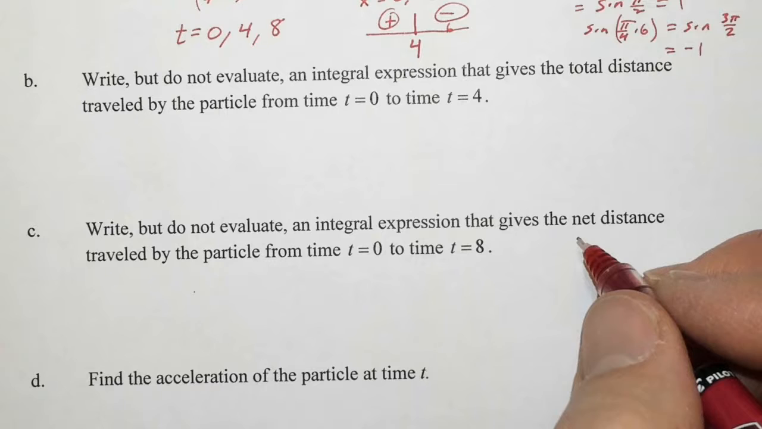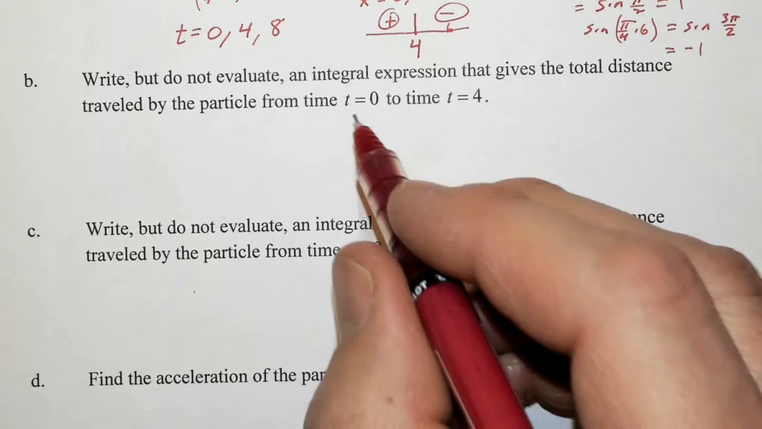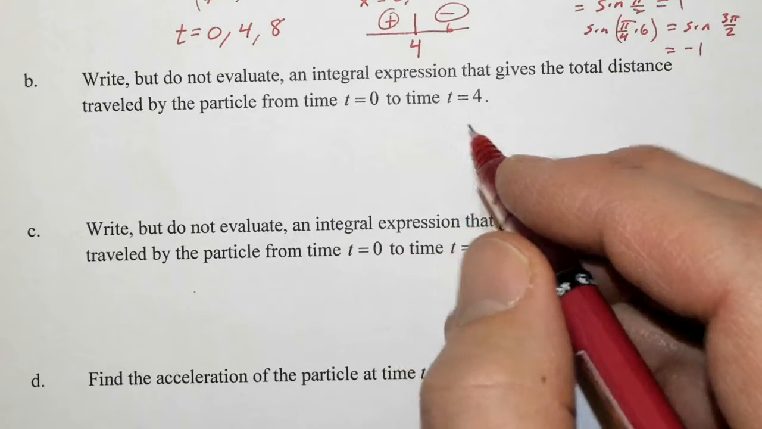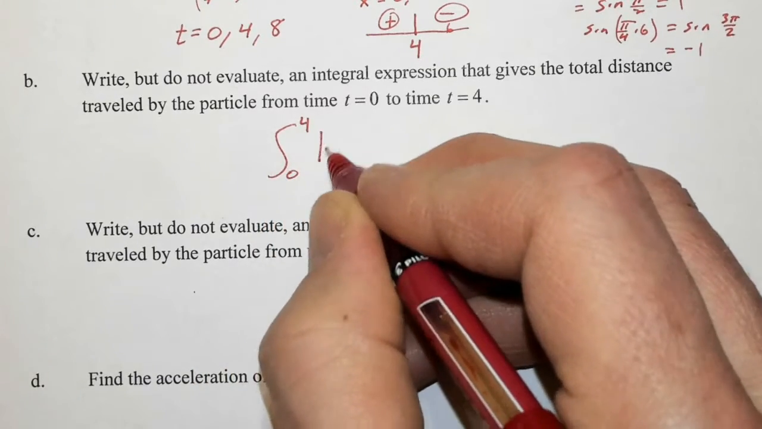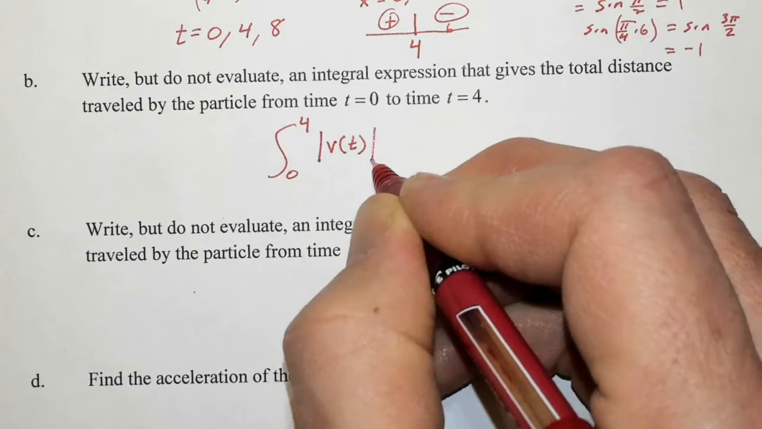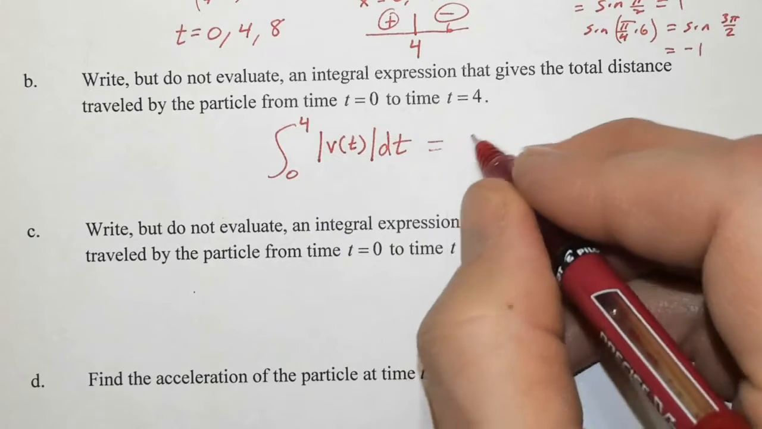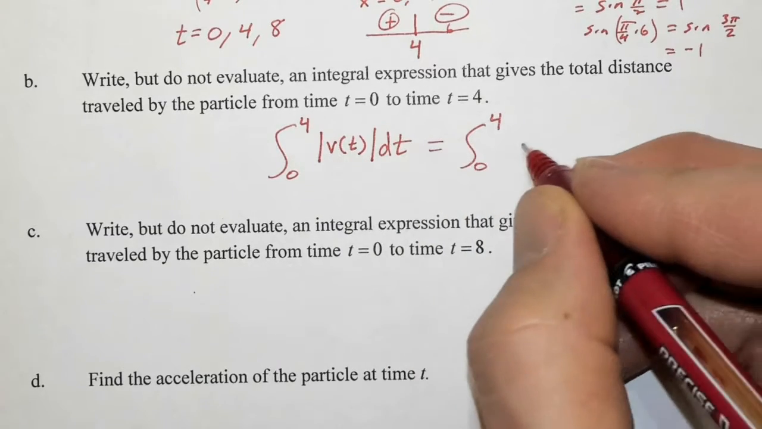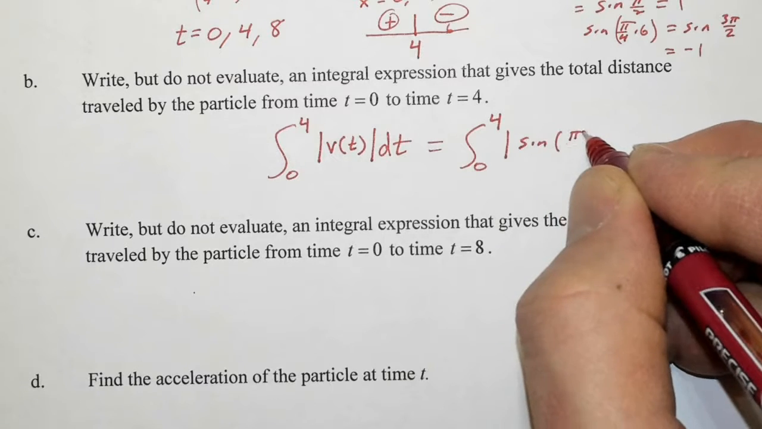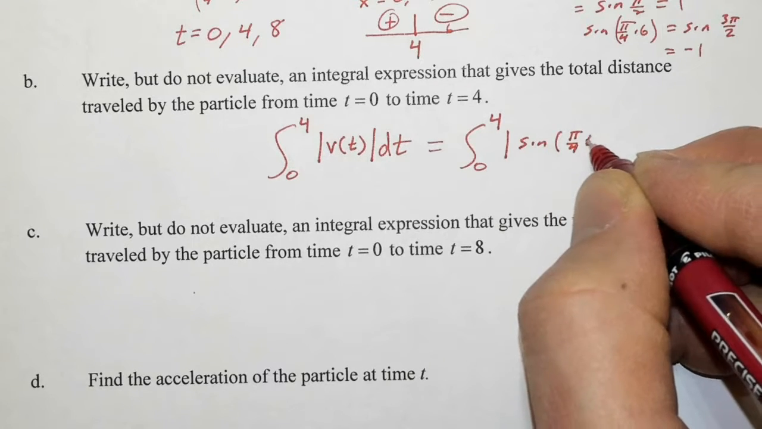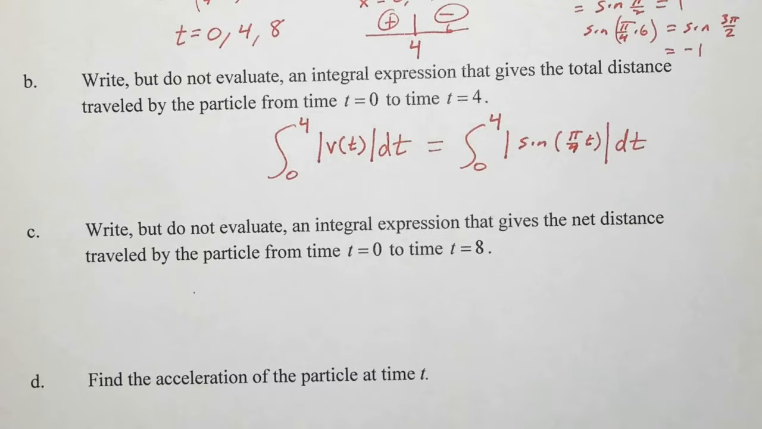Write, but do not evaluate, an integral expression that gives the total distance traveled by the particle from time t equals 0 to t equals 4. Total distance is the integral from the left bound to the right bound of the absolute value of the velocity. That is an acceptable answer, or if you prefer, since we know what the velocity formula is, you can have the absolute value of sine of pi over 4 t dt. Either one of those would be acceptable.